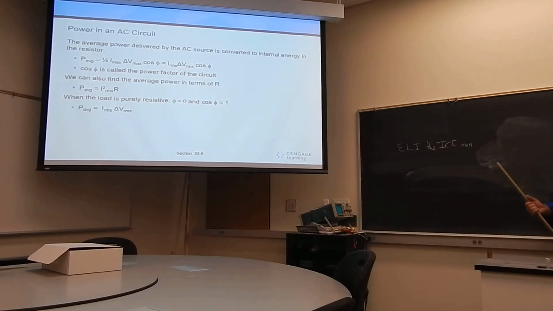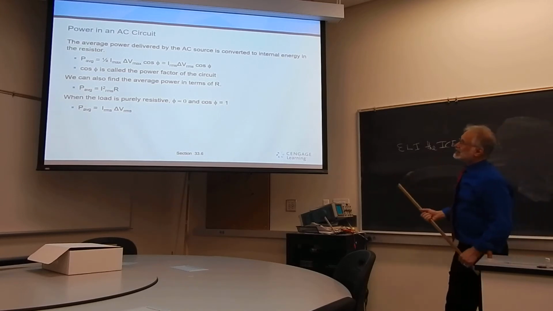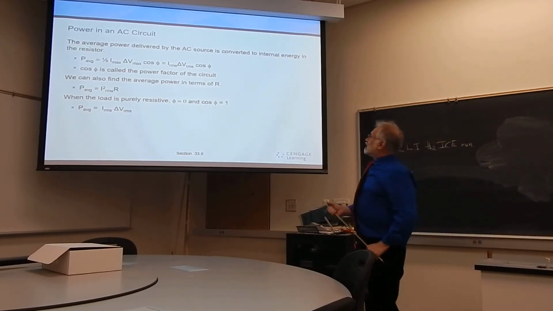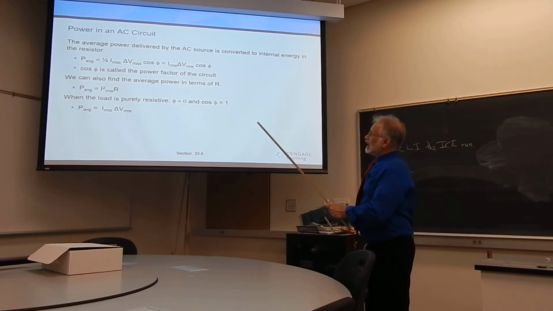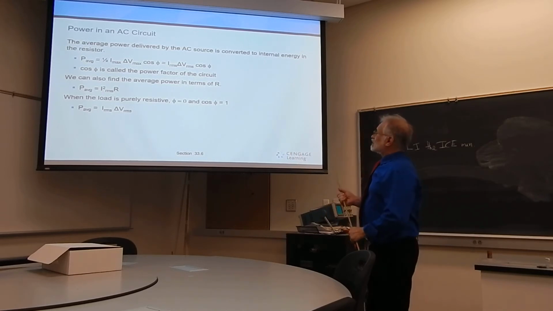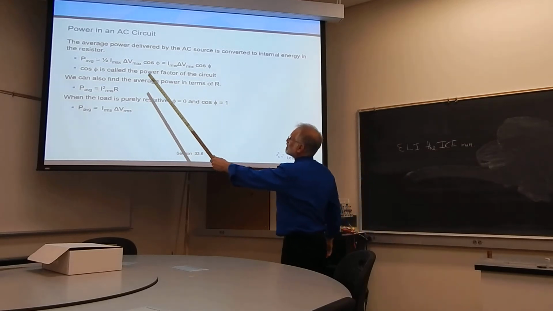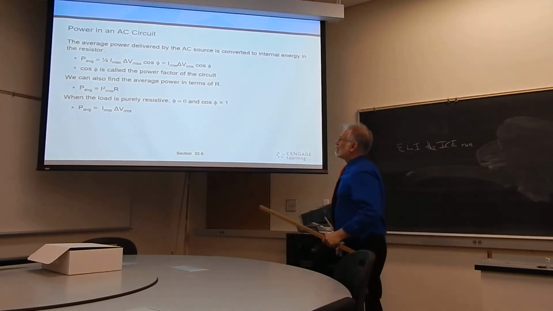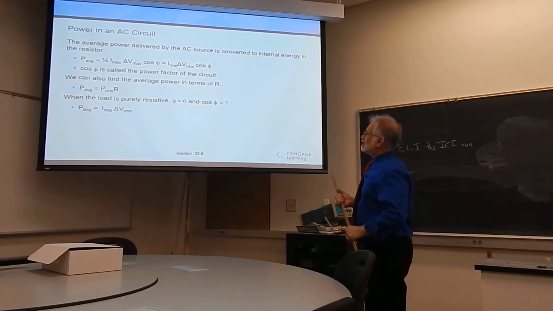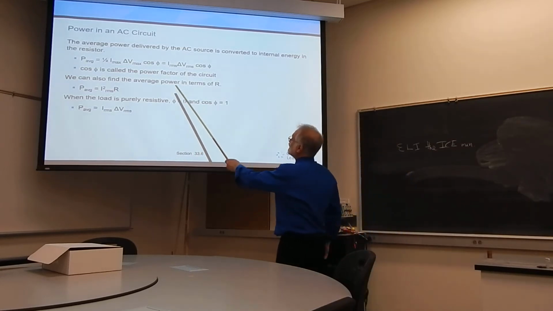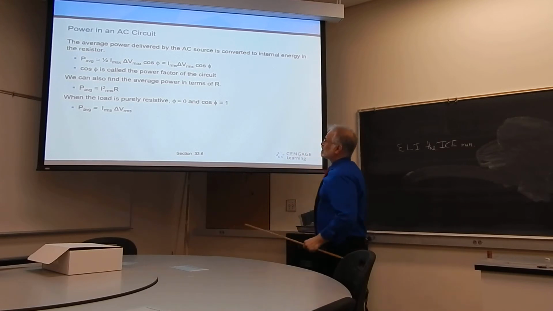Along with this, we want to talk about the power in an AC circuit. We can talk about the average power being converted to internal energy in the resistance in this way. We talk about the average power as 1/2 I max times V max times cosine phi. We call the cosine phi the power factor of the circuit.